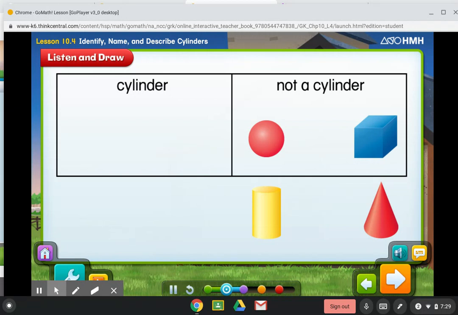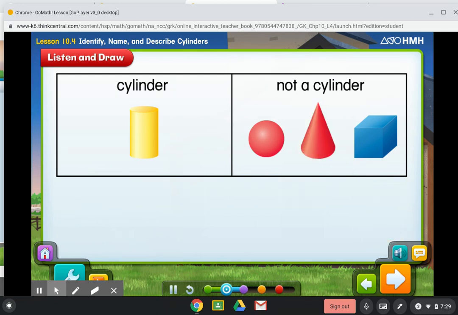How about this yellow shape? Find out if it's a cylinder. Yes, it is a cylinder. That means it belongs on the left side of the mat. One shape is left. Is it a cylinder? No, it's not a cylinder. It belongs with the shapes that are not cylinders.